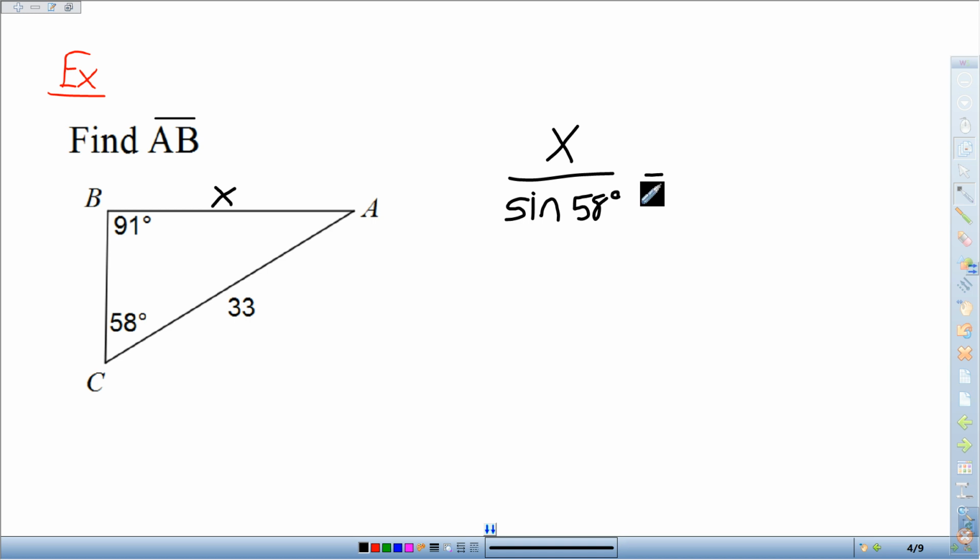Okay, and I'm going to set that equal to another side and its opposite angle for my other ratio. All right, so I'm taking a look. I'm noticing, all right, I also have this side length right here. So 33. Okay, remember the side lengths always go on the top of the ratio. Okay, on the bottom of it, sine of the angle opposite this side length, if that's my side length, opposite it is this 91-degree angle.